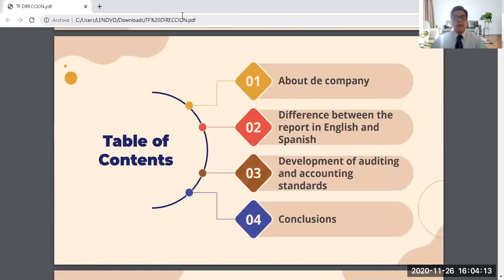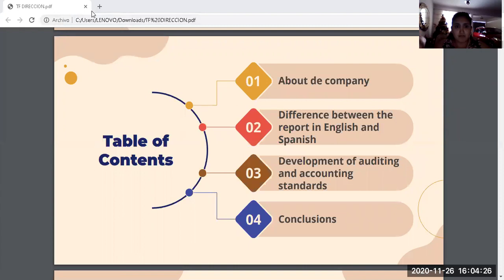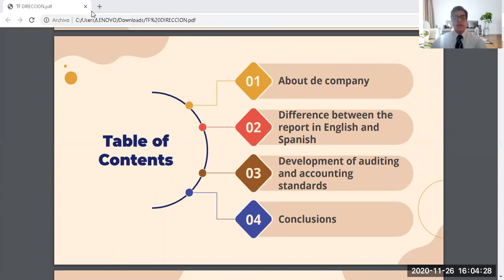This is our table of contents. First of all, we are going to talk about the company. Then we are going to analyze the difference between the report in English and Spanish. After that, we are going to develop the audit accounting standards. Finally, we will tell you some conclusions as a group.